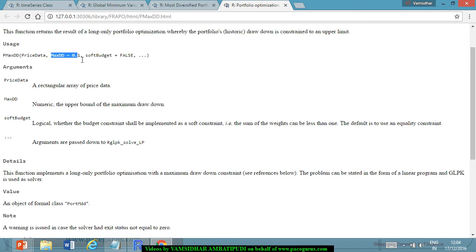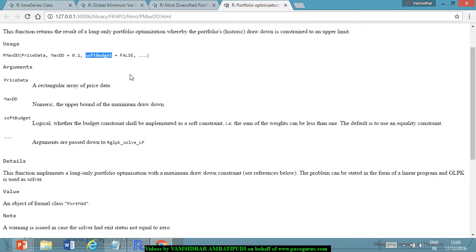It requires the price data as the input. I can set a maximum drawdown constraint of 0.1, saying at any point the portfolio's value cannot lose more than 10% of the profits that got generated already. And one more input is soft budget. Soft budget is simply saying, can the overall weights be less than 1? Meaning I don't allocate 100% of the money. I allocate only 50%, 40%, 20%, 90%, whatever, less than 100%.